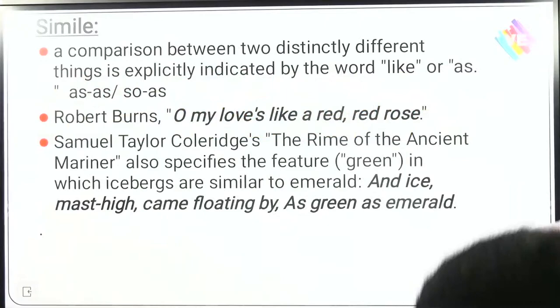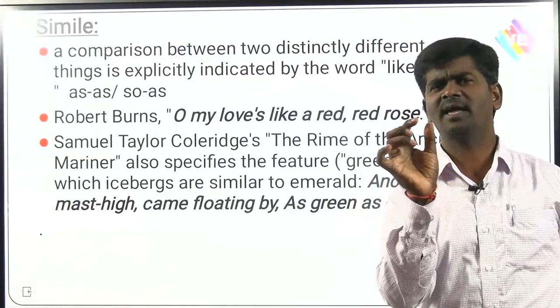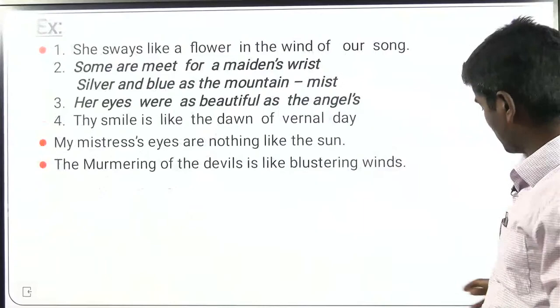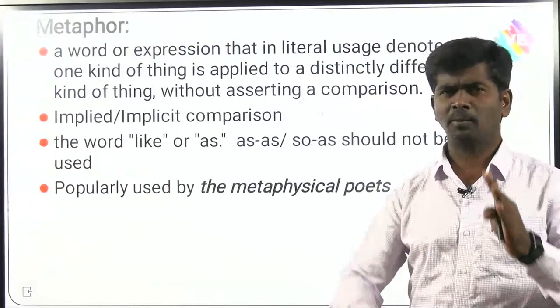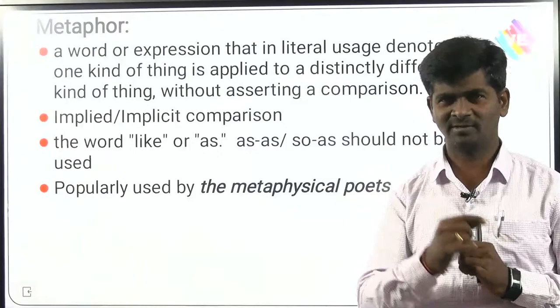Next, simile. We had a discussion: an explicit comparison between two distinctly different things, where we commonly use like or as. And we had some examples. Next, metaphor, which is also called conceit, popularly used by metaphysical poets, my friends, very, very important with regard to the NET examination. Who employed metaphor, conceit and epic similes in poetry? Metaphysical poets. Who are the popular metaphysical poets you need to know?